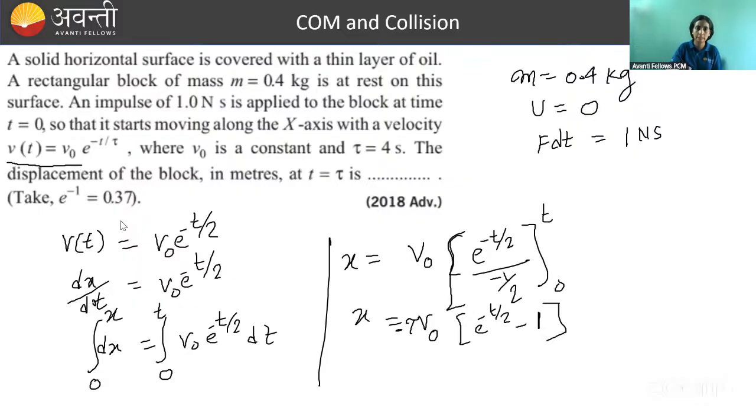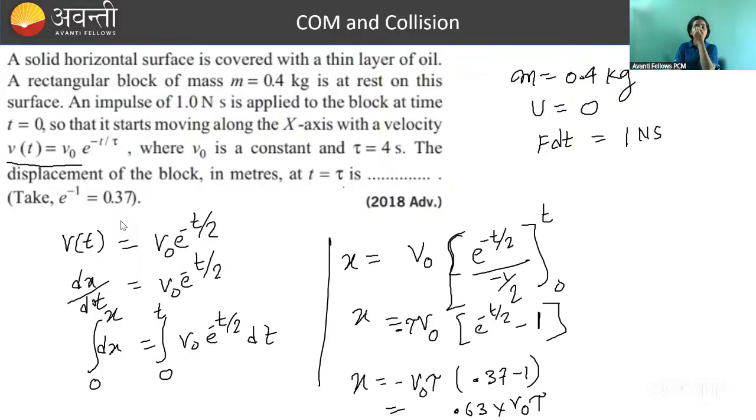Himanshu again incorrect. अब हमें क्या करना है? हमें डिस्प्लेसमेंट निकालना है at t equal to tau. तो यहाँ पे t equal to tau अगर आप रखोगे तो x का वैल्यू आ जाएगा minus v naught tau, t equal to tau रख दोगे e to the power minus 1, that is 0.37. 0.37 minus 1, that is how much? 0.63, right? So 0.63, minus minus plus कर दिया मैंने, into v naught tau.